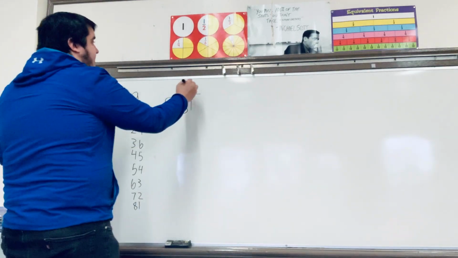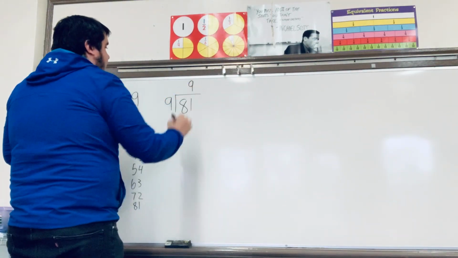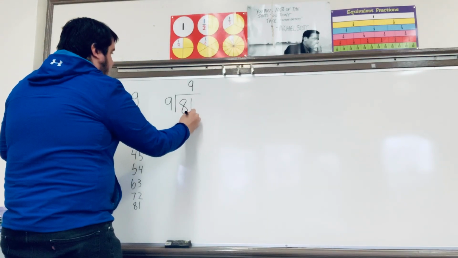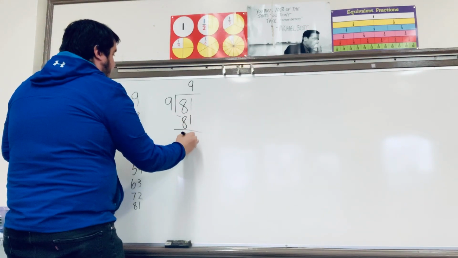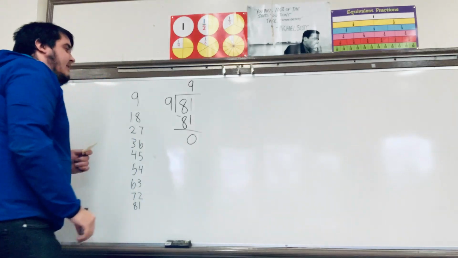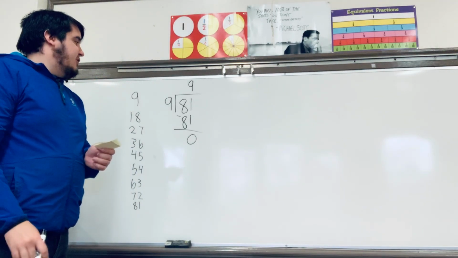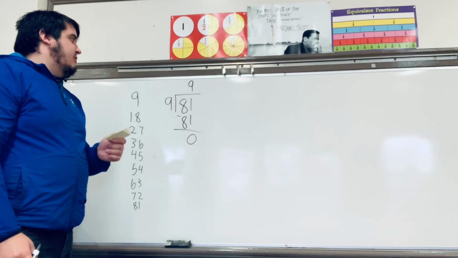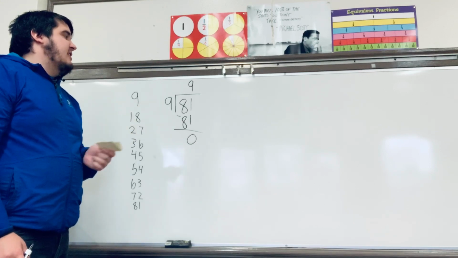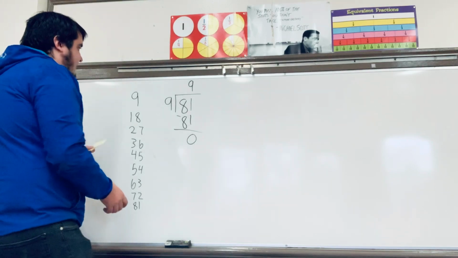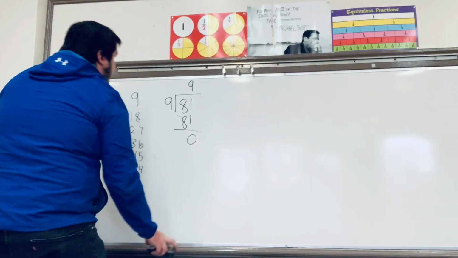So I just put down 9 right at the top, and I put 81 underneath. And I take that away, and that gives me 0. So there's no remainder. That's just going to be one without a remainder. So it's just 9 times 9. It's going to give us 81, right? So that's a nice, good way to do it there.